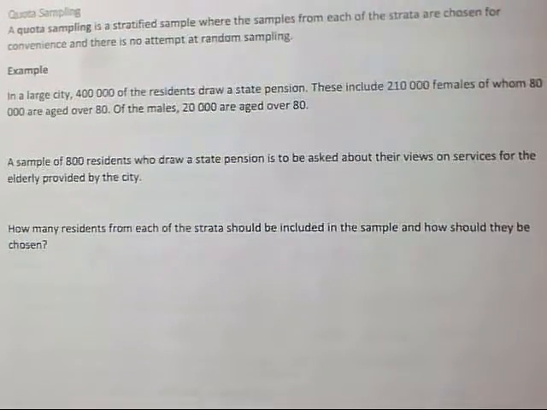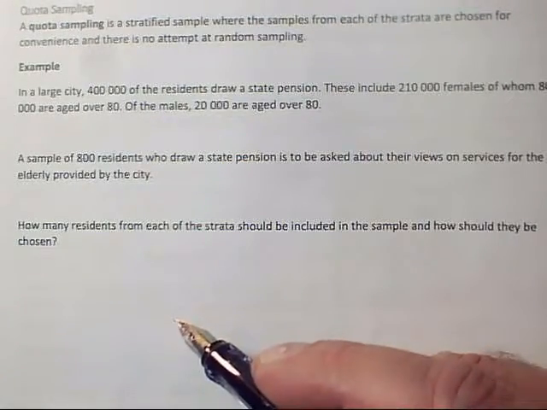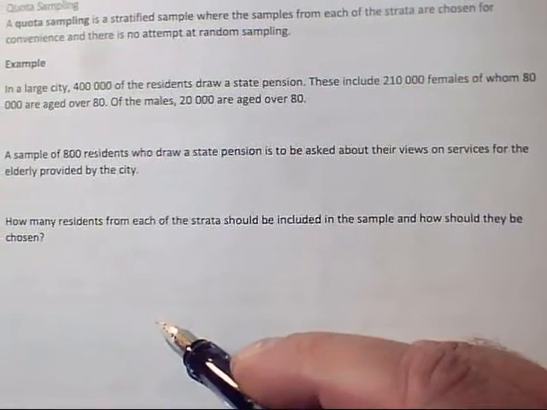Okay, this is quota sampling. This is a bit like stratified sampling, except we don't need the randomness. So the questions are mainly about how many from each group I'm going to sample.